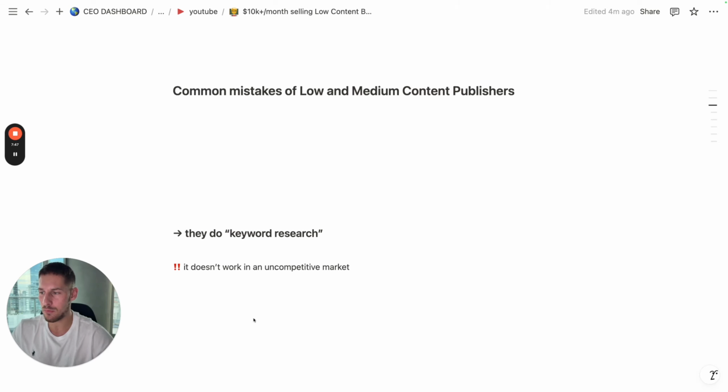But in an uncompetitive market like low content books, where there is basically no publisher, or very few publishers, you cannot do this because you will not find anything interesting to what you're looking for. So keyword research is not what you should be doing. Instead, you should be doing customer research or something like that.